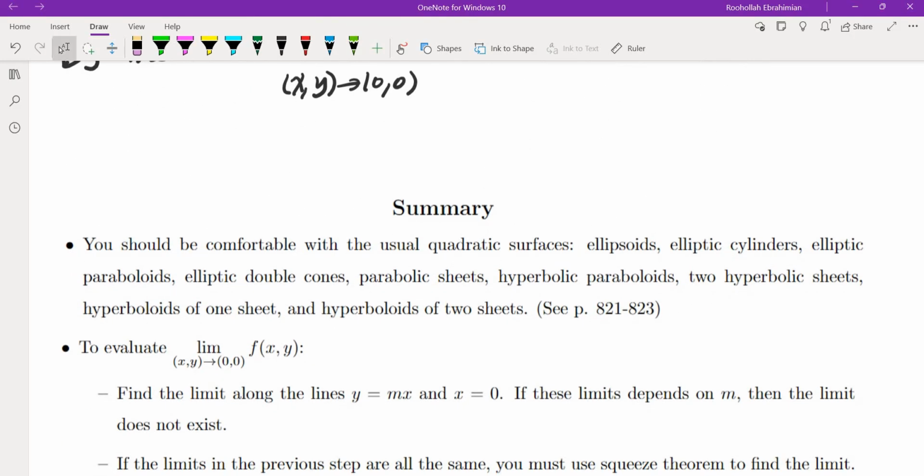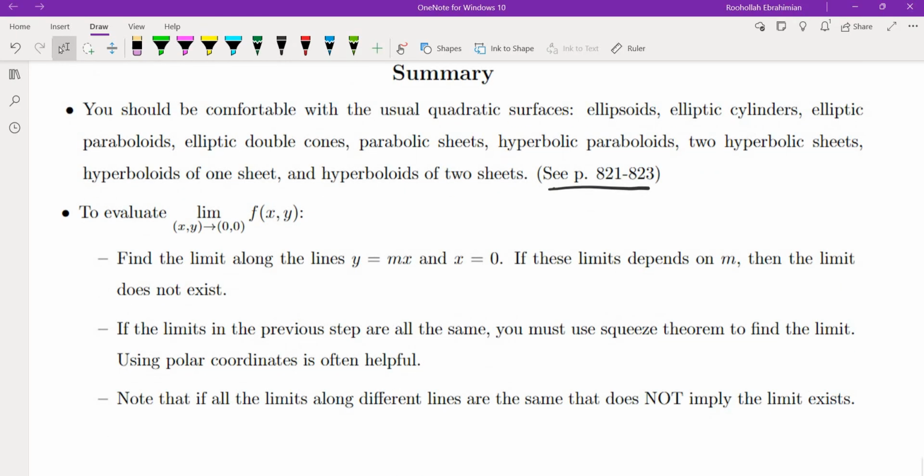To summarize, you should be able to draw some of these graphs, quadratic surfaces. I have gone over a few of them today and in the previous video, but make sure you're comfortable with all of them. There are several that I have not gone over, but they are all in the textbook, pages 821 to 823.